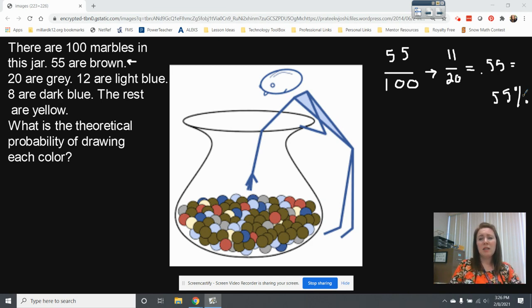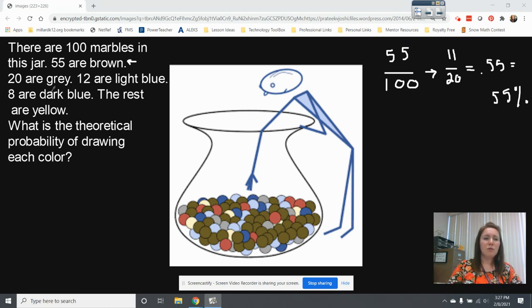Some ways to think of it is we have a 55% chance of drawing a brown marble. Another way to think of it is 55% of the time I expect I will draw a brown marble. So if I draw 100 different times, so I draw a marble out, put it back in, draw it again, put it back in, 100 times, I expect 55 of them. Theoretically, that's what we expect. It's going to be brown.